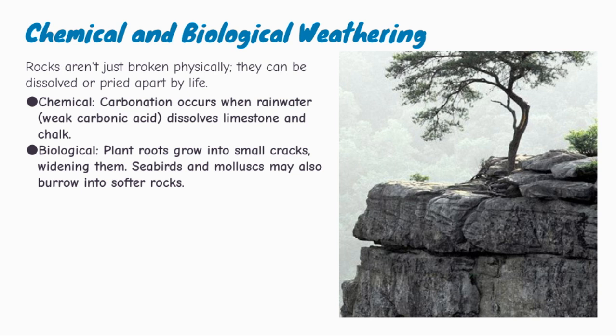Biological weathering happens when living things break down rock. One example is root action. Plant roots grow into small cracks in the cliff. As the roots grow thicker, they force the cracks wider. Animals can also contribute. Seabirds and mollusks may burrow into softer rocks, weakening them further. So cliffs can be weakened by physical processes, chemical reactions, and living organisms. All of these make it easier for waves and gravity to remove material later.